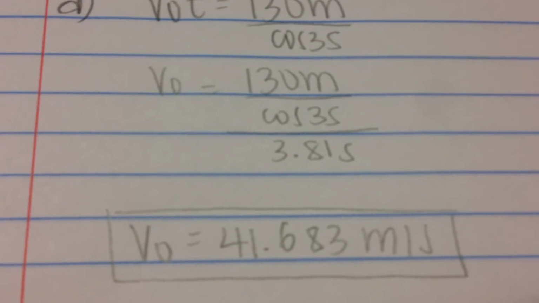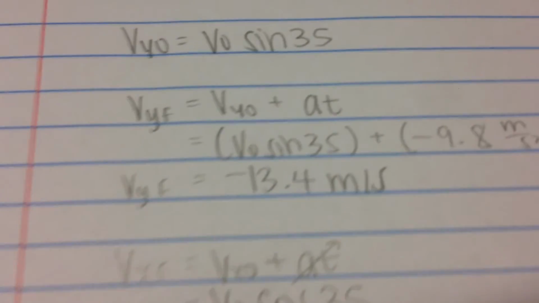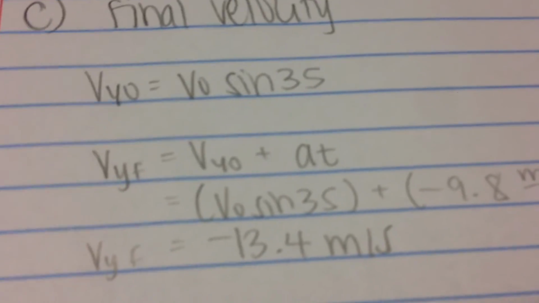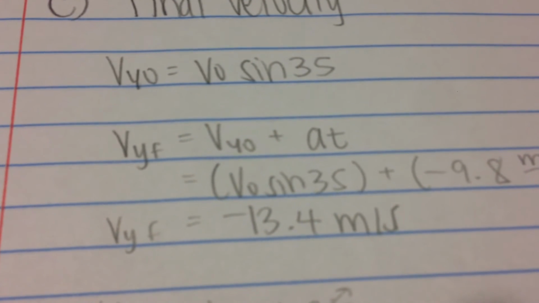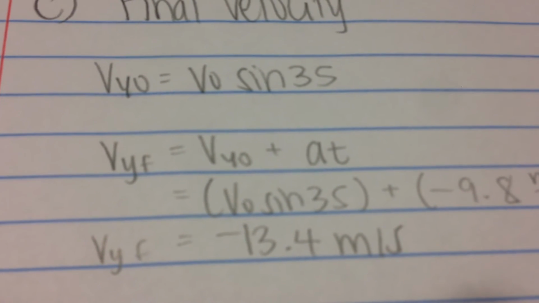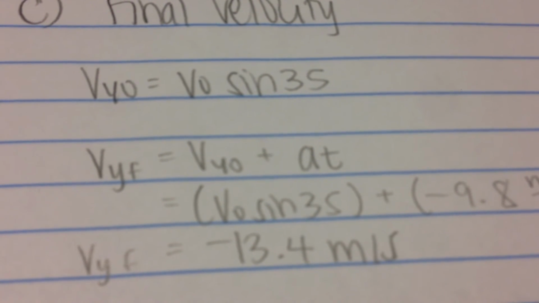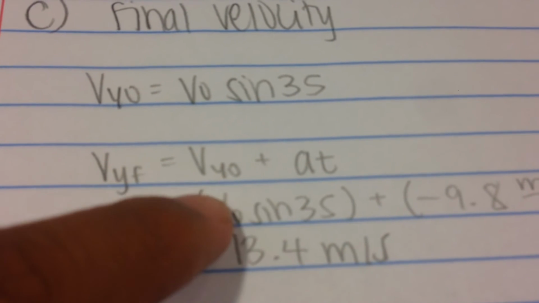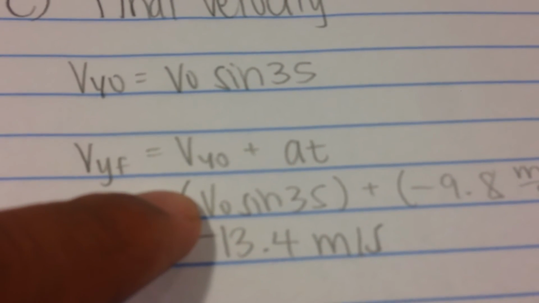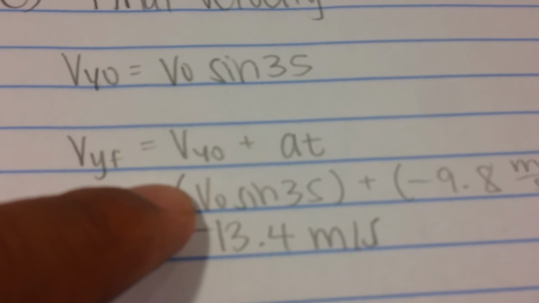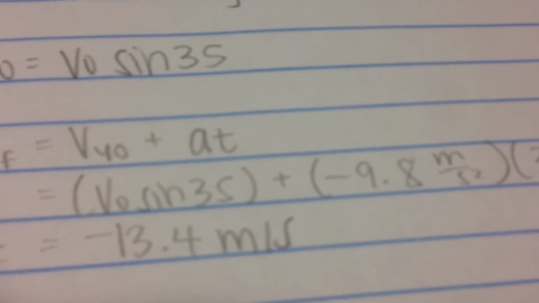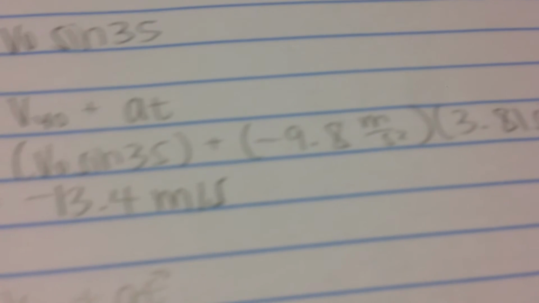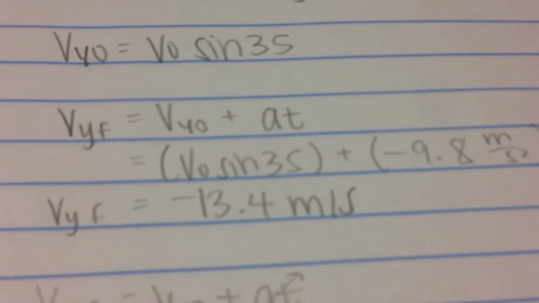So that's that. And then to find the final velocity and the final components, we have to find the components first to get the final velocity. So the initial y direction would be the V initial times sine 35. And then because I plugged it all into my calculator, I just went to the next step and found the final velocity, and I plugged that in. So here I plugged in what we had for initial velocity, which was 41.683, and I still had it in my calculator. And then acceleration times time, and I got negative 13.4 meters per second for the final velocity in the y direction.